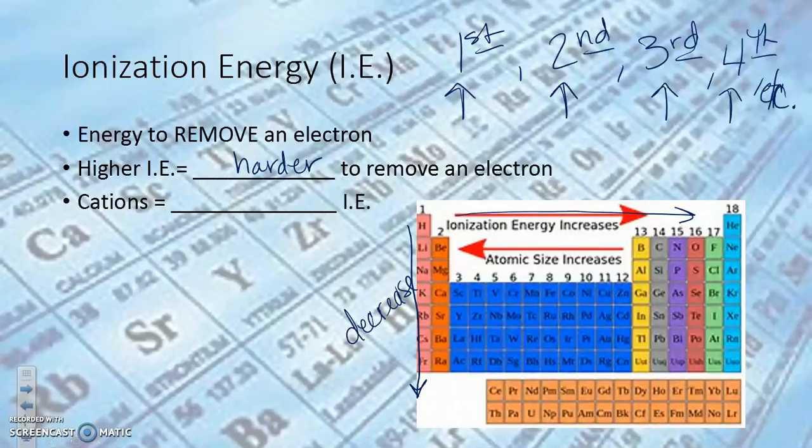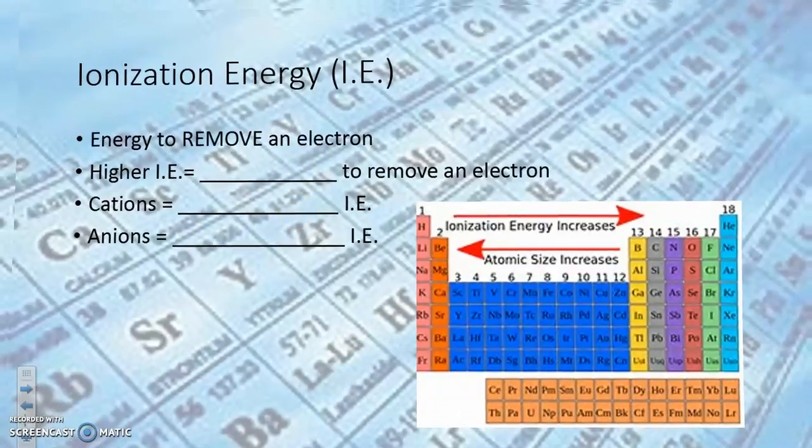Why does it decrease as you go down? Because those electrons are getting further and further from the nucleus. There's less Coulombic attraction, less pull on those electrons because they're further away. As you go across the periodic table, they're not further away, they're closer, and so there's greater Coulombic attraction. Cations are typically going to have a lower ionization energy than the anions will, and the anions are going to have a higher ionization energy than the cations will.